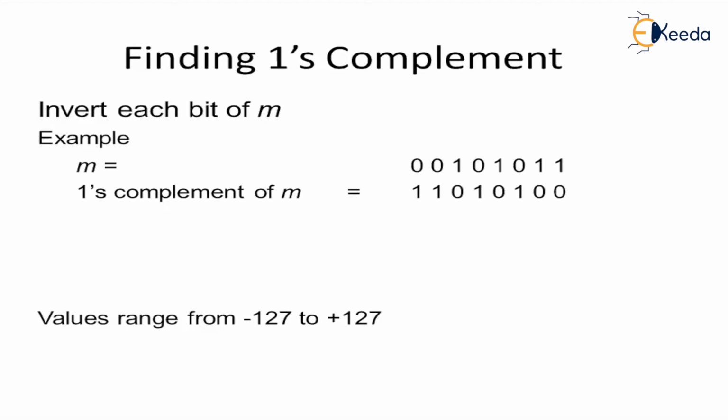Now, what do you understand by 1's complement? Let us consider an example. M is 0, 0, 1, 0, 1, 0, 1, 1. Now, 1's complement replaces 0 with 1 and 1 with 0. So your 1's complement becomes 1, 1, 0, 1, 0, 1, 0, 0. And the value range is from minus 128 to 127. Now, 1's complement can only be used for positive numbers. In case of a negative number, you need to use 2's complement. The binary of number 5 will not be the same as for minus 5.